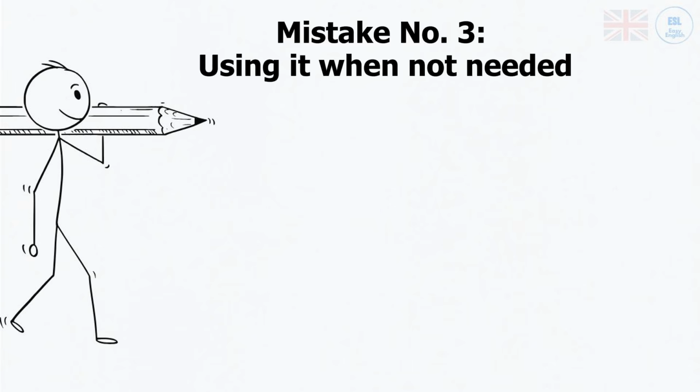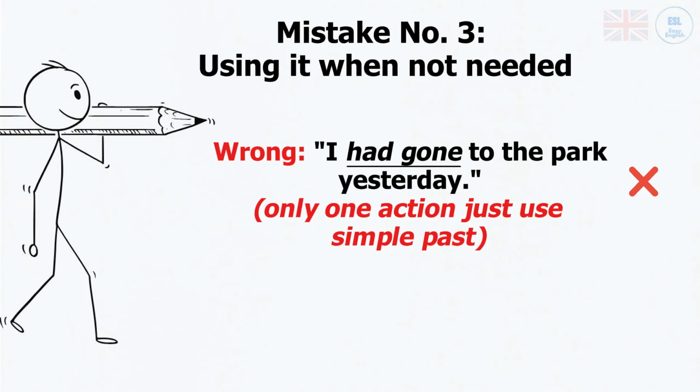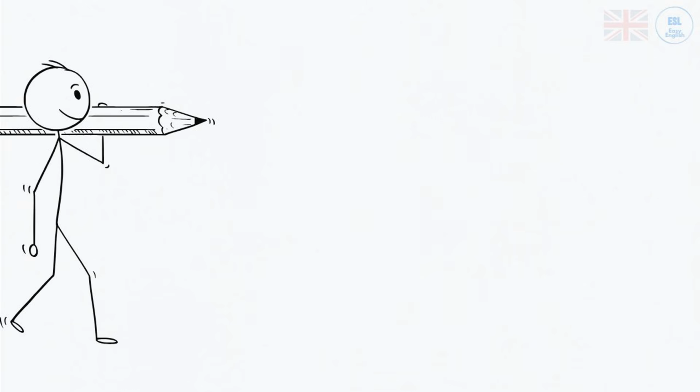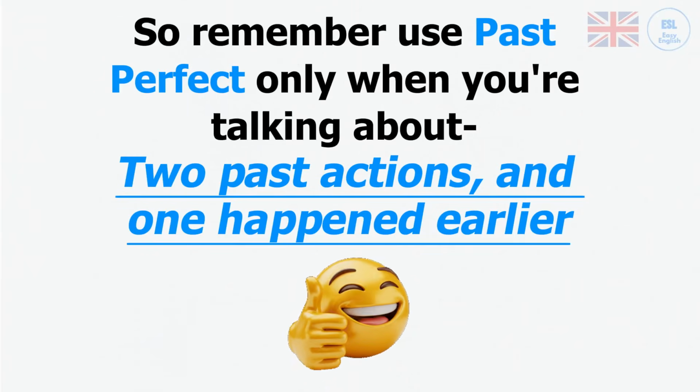Mistake number 3. Using it when not needed. Wrong. I had gone to the park yesterday. Only one action. Just use simple past. Right. I went to the park yesterday. So remember, use past perfect only when you're talking about two past actions and one happened earlier.